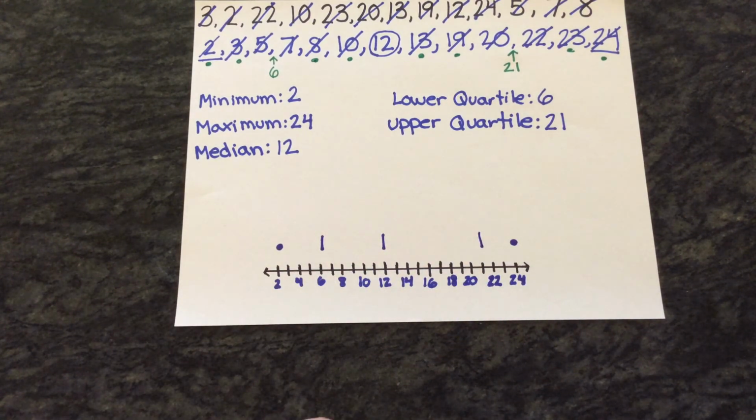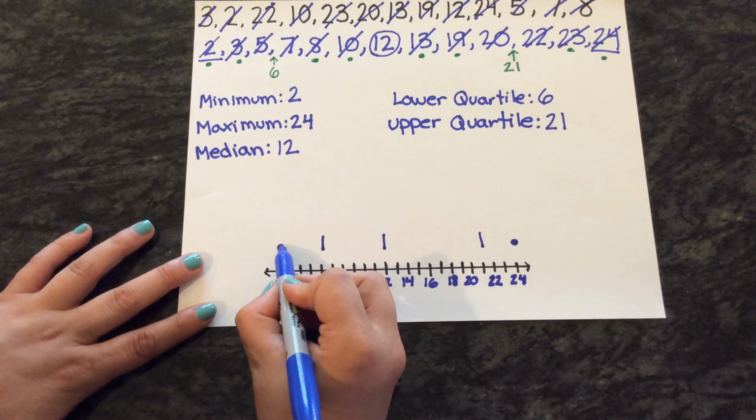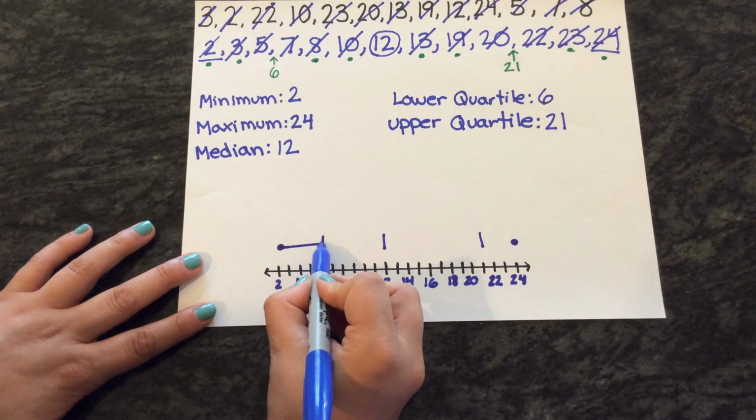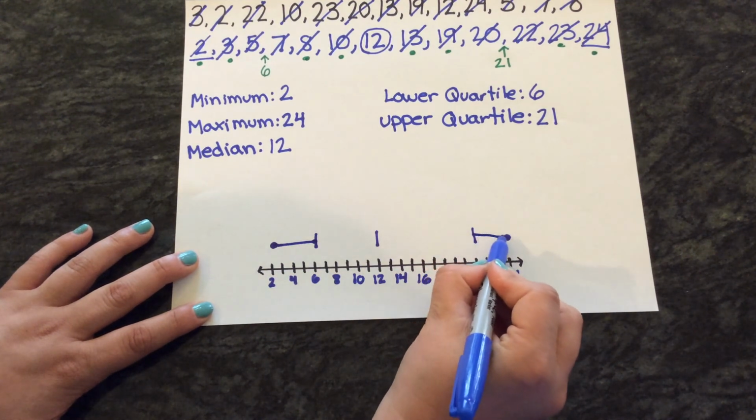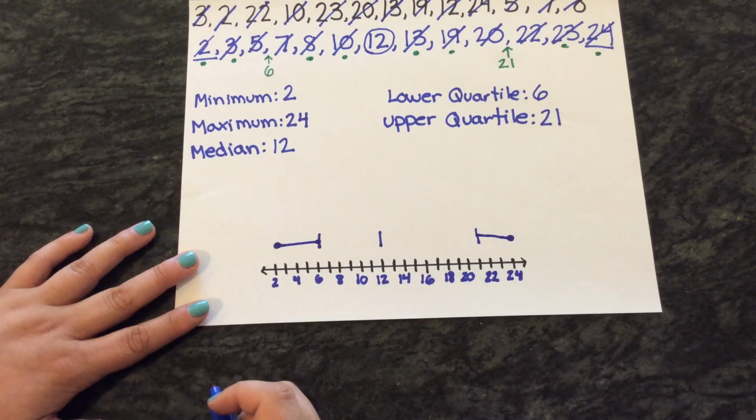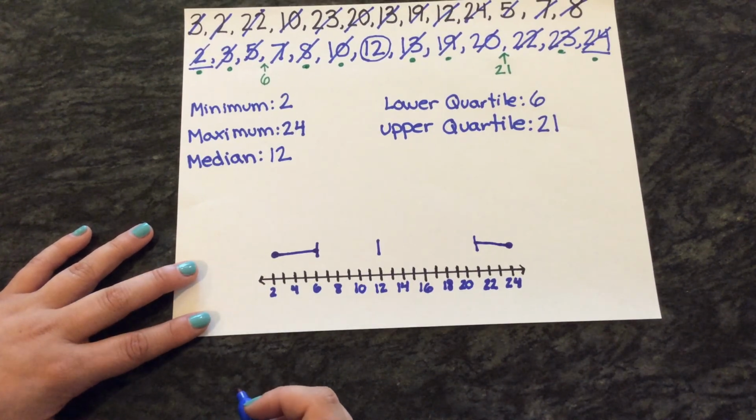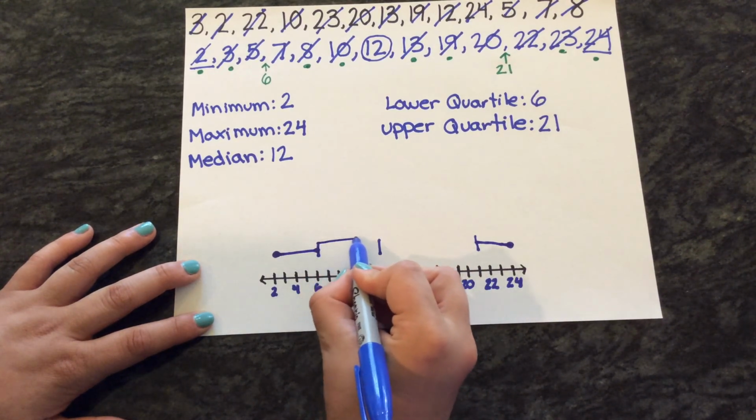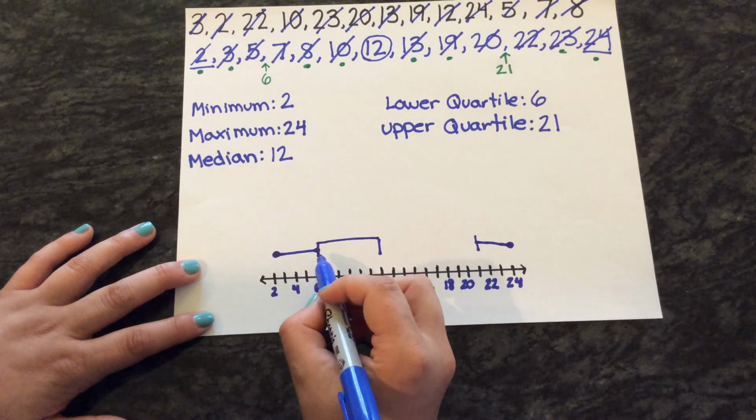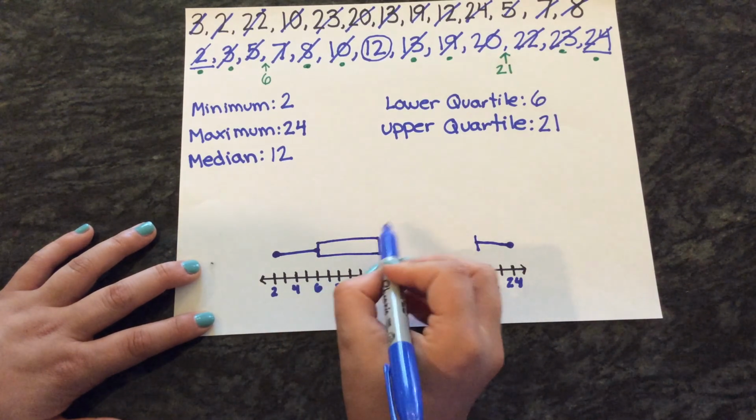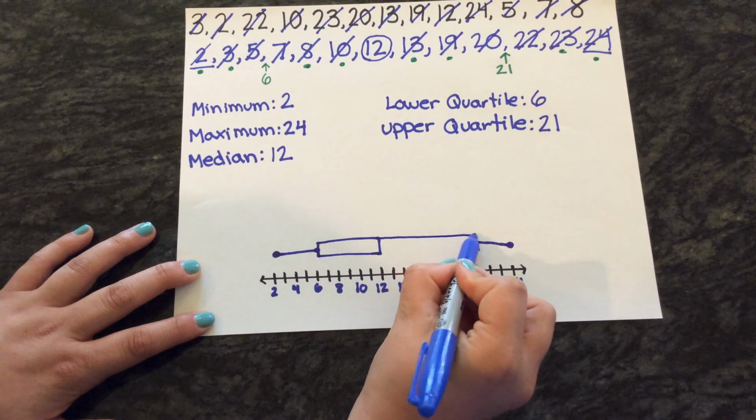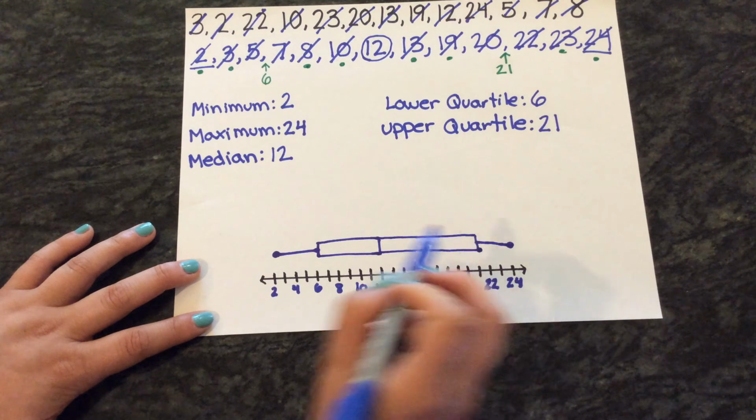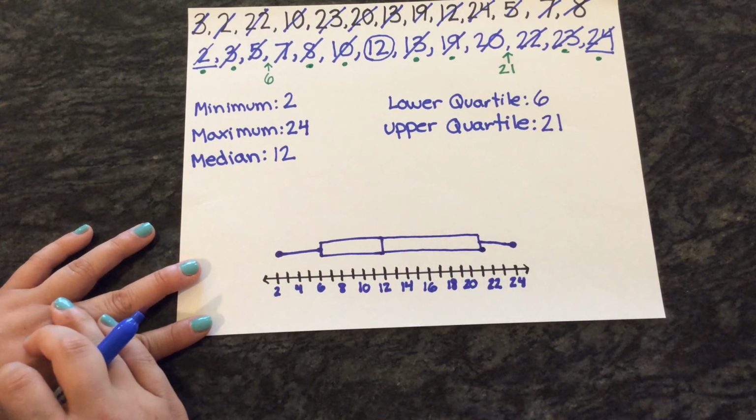Next, I'm going to draw a horizontal line from my minimum to the lower quartile, and from the upper quartile to my maximum. These are our whiskers. Finally, I will draw our box from my lower quartile to my upper quartile. So here we have a completed box and whisker plot.